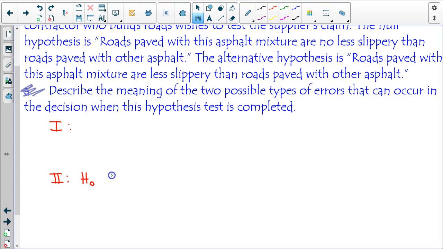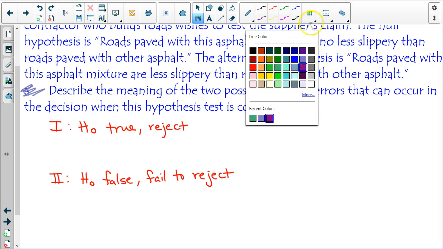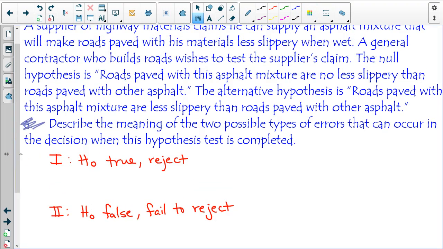So the null is, help me, the null is false, and we failed to reject. And that would mean that this is, the null is true, but we reject. And now we just have to put it in words. The null is true. Where is that? The null. Roads paved with this asphalt mixture are no less slippery than roads paved with other asphalt. So, roads paved with the mixture are no less slippery.